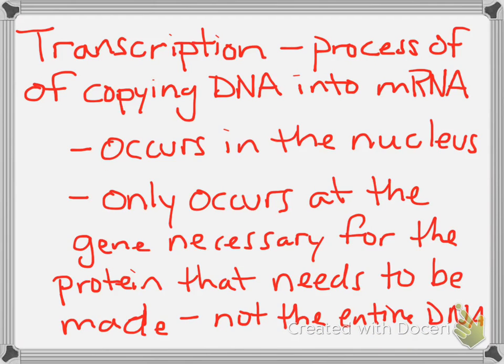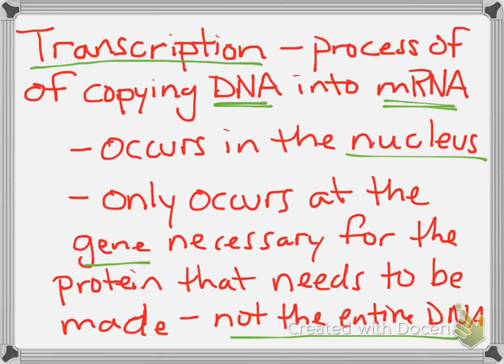So the process of taking DNA and copying it into mRNA is called transcription. So that's DNA to mRNA. And this happens in the nucleus, and it occurs at the gene necessary for the protein that needs to be made. So not the entire DNA, and that's important to know. We're not taking the full DNA and transcribing it into mRNA all at once. We're just doing gene by gene as we need them.